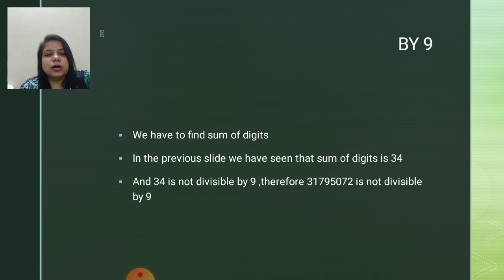We have already done the sum of digits earlier while checking the divisibility by 3, right? So the sum of digits was 34, and you see 34 doesn't come in the table of 9. So 34 is not a multiple of 9, or 34 is not divisible by 9. Therefore the number is not divisible by 9. I repeat, to check divisibility by 9, we have to add the digits of a number, and if the sum of digits is divisible by 9, only then will the number be divisible by 9. Okay.